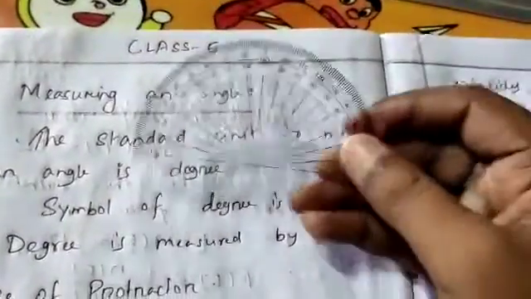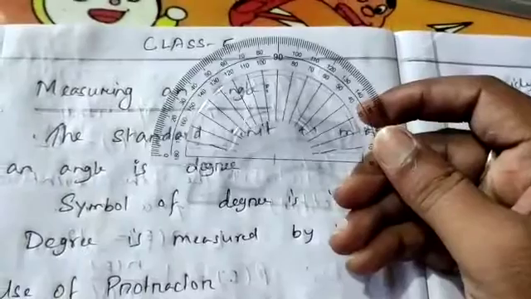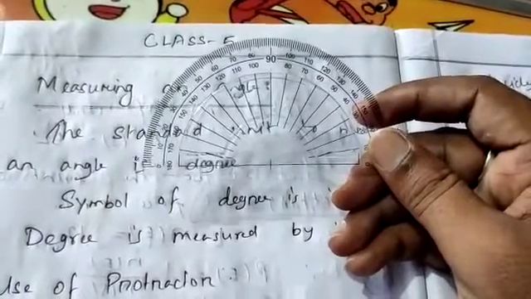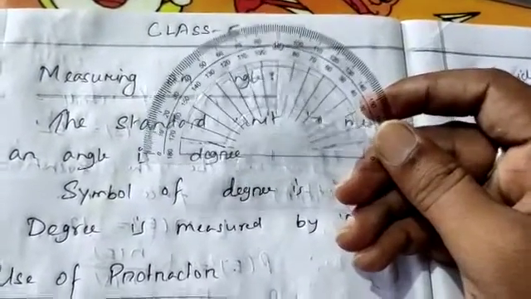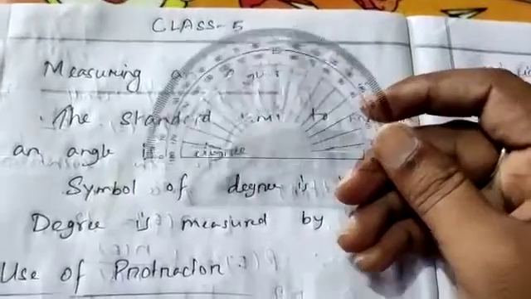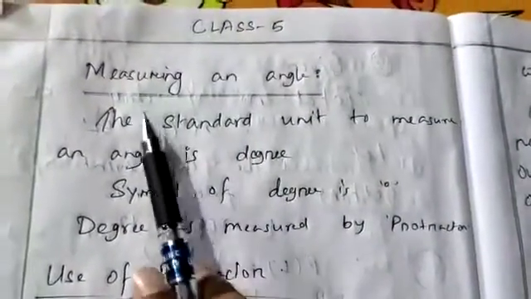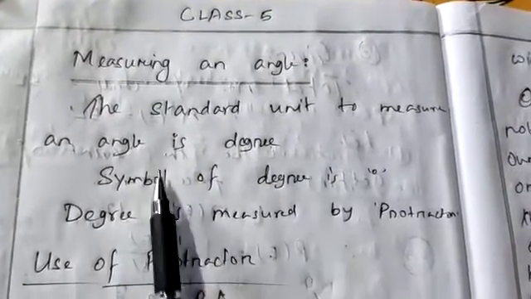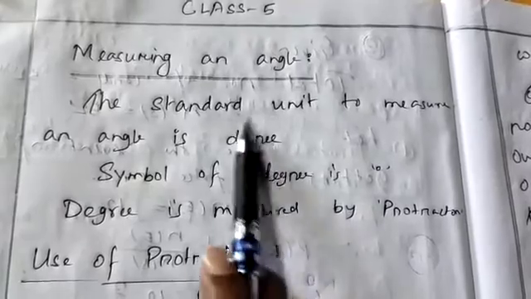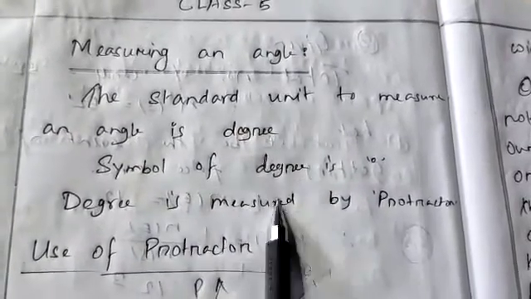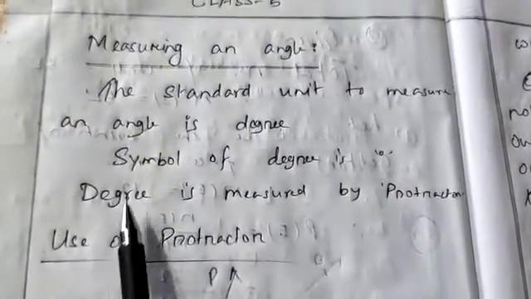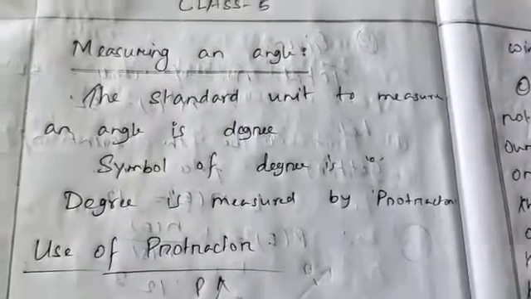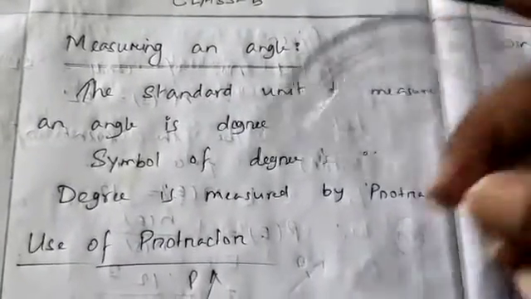All of you know the name of this instrument. What is it? Protractor. The use of the protractor is very important in geometry. So at first look at this one, measuring an angle. The standard unit to measure an angle is the degree, and the symbol of degree is this one. Degree is measured by a protractor, so this instrument is known as a protractor.